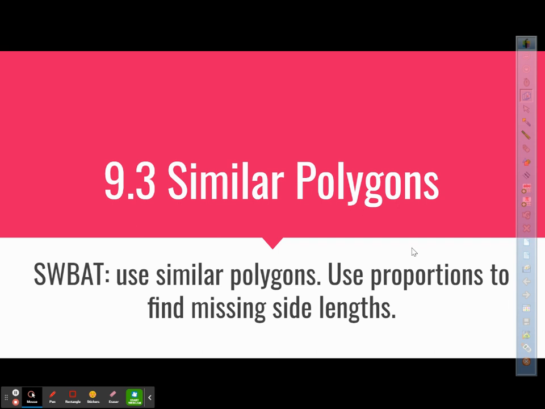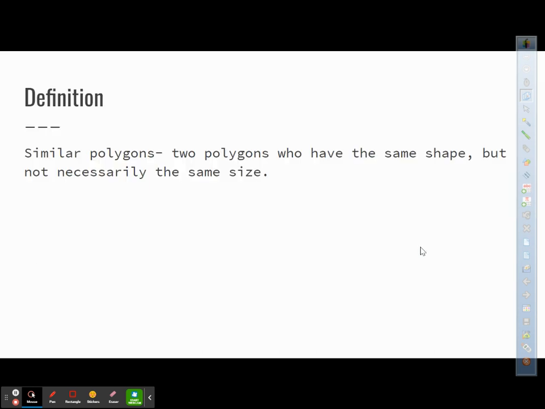Okay, so first thing, what exactly is a similar polygon or a similar figure? Similar figures or similar polygons: two polygons that have the same shape, but not necessarily the same size. Okay, so write that down as the definition of similar figures.